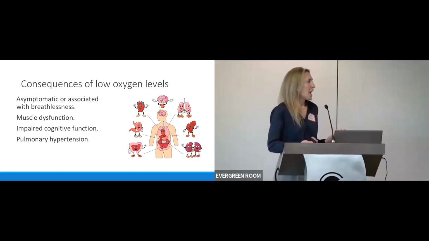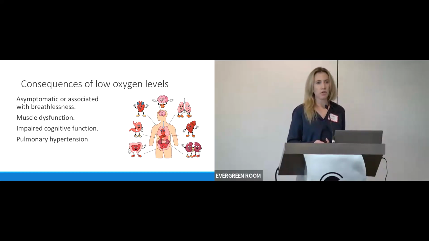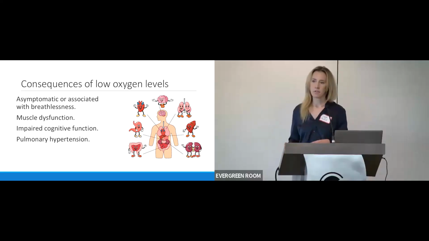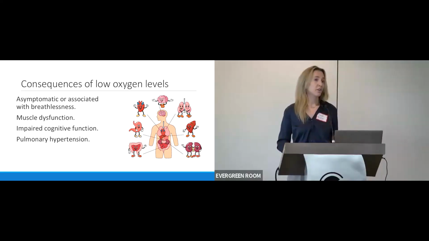And so what happens then? What happens to the body if the oxygen levels are low? It may be completely asymptomatic. You may feel fine. Breathlessness is very complicated. It's like pain. You hear some people say, I have a really high pain tolerance, that's not going to bother me. Breathlessness is very similar.